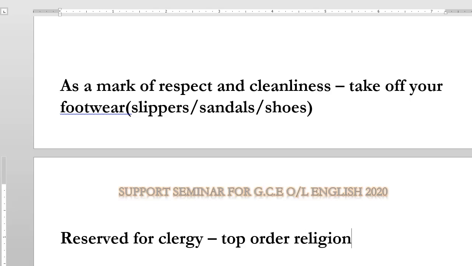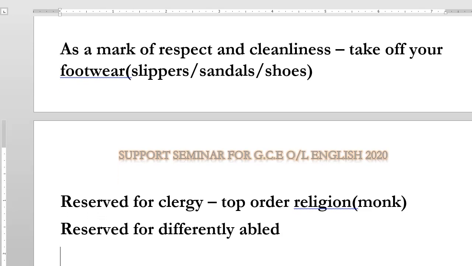It can be a father, or it can be a Hindu priest, or it can be a Muslim priest, or it can be a Buddhist monk. Whatever the reason, he will be the person who can get this seat. And there are some other places also which say reserved for differently able. So my dear children, the reason I am typing these things is, it is possible that instead of saying one word, you might get something else.